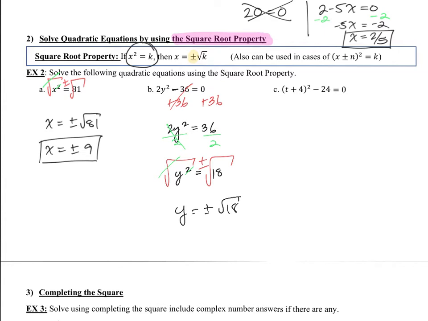Can we simplify root 18? Well, there's a 9 in there, so we can take out that perfect square root. And there we go, with our answer, 3 root 2.